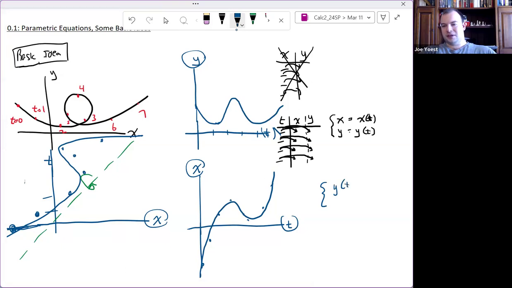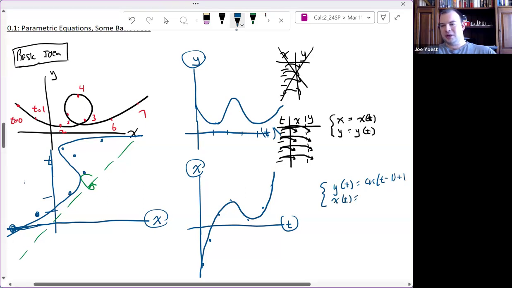So maybe I have something like y of t equals cos of t minus, or let's say just t minus 1 or something, plus 1, and x is maybe some kind of cubic, 3t cubed minus 2t plus 1. I'm making these up, but you get the idea, I think.